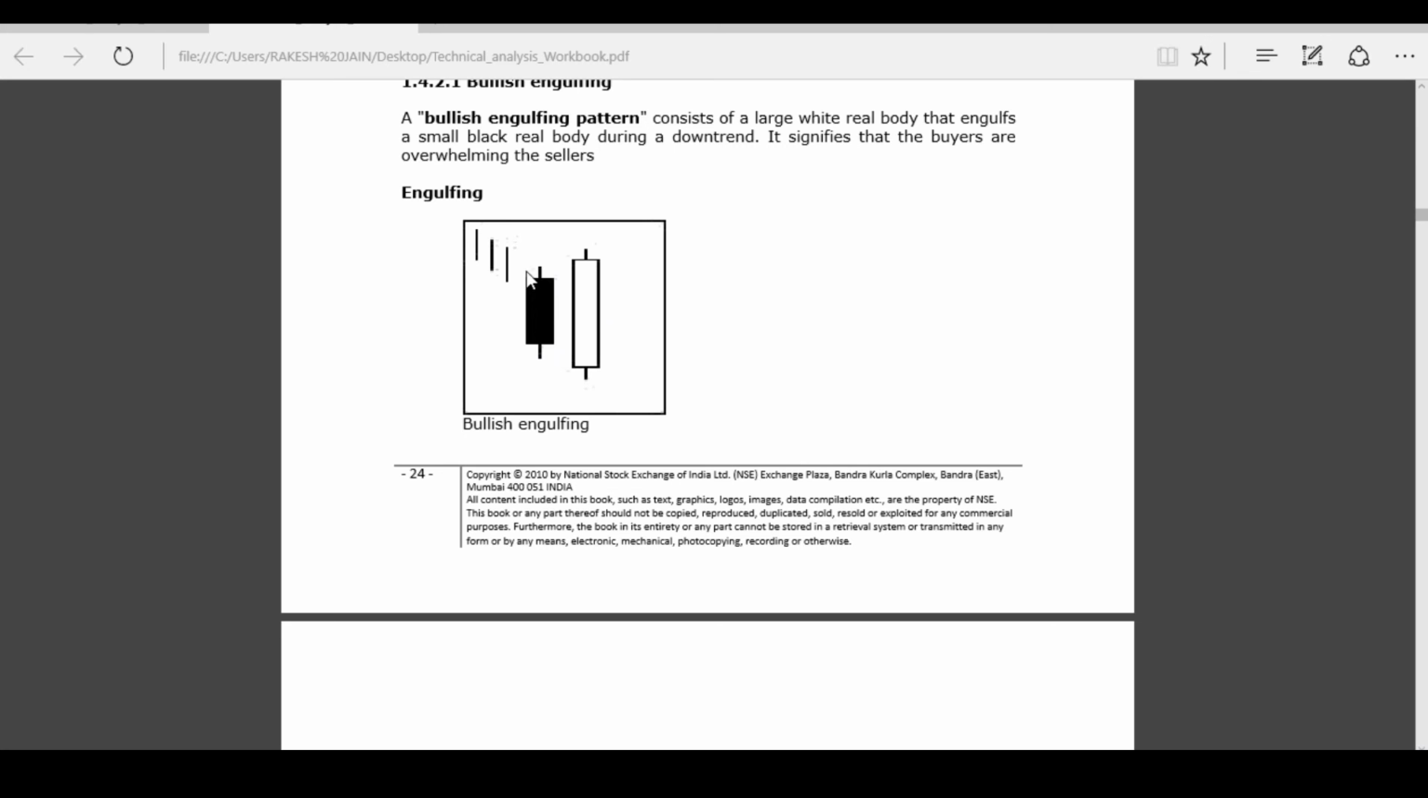More concepts will be clear as we go on. Now, what is the pattern psychology? This is an inverted hammer. Same thing, only it's after a downtrend. So if it's a downtrend, it's an inverted hammer, and then what happens? We just start bouncing back from here.